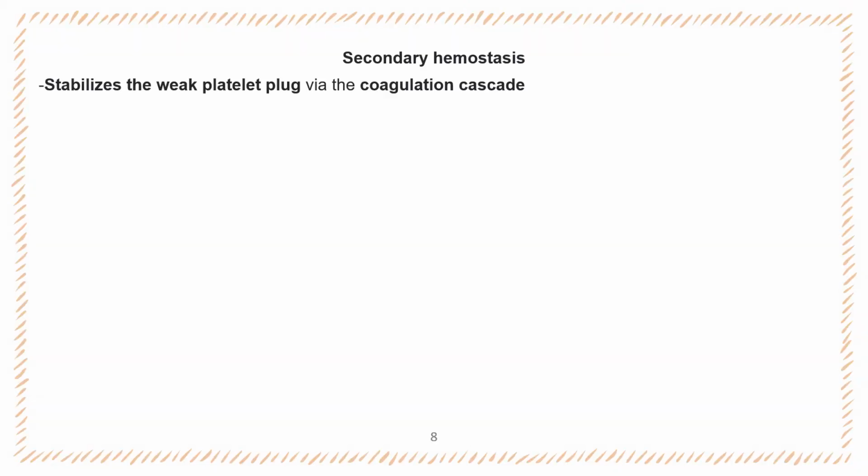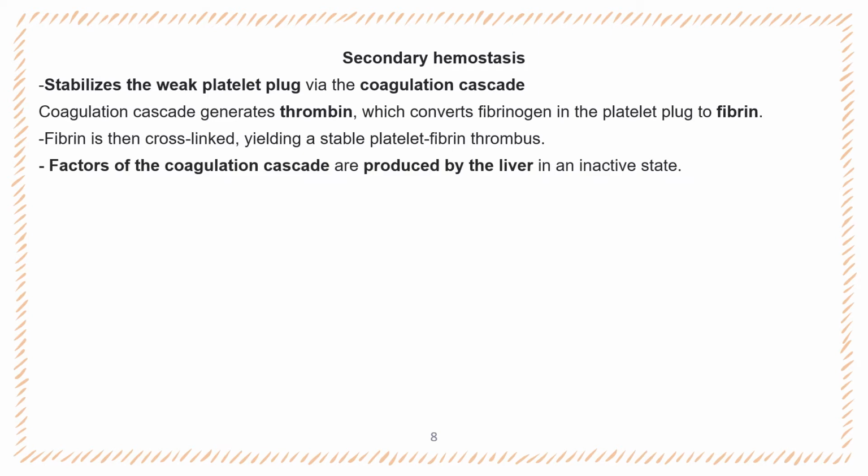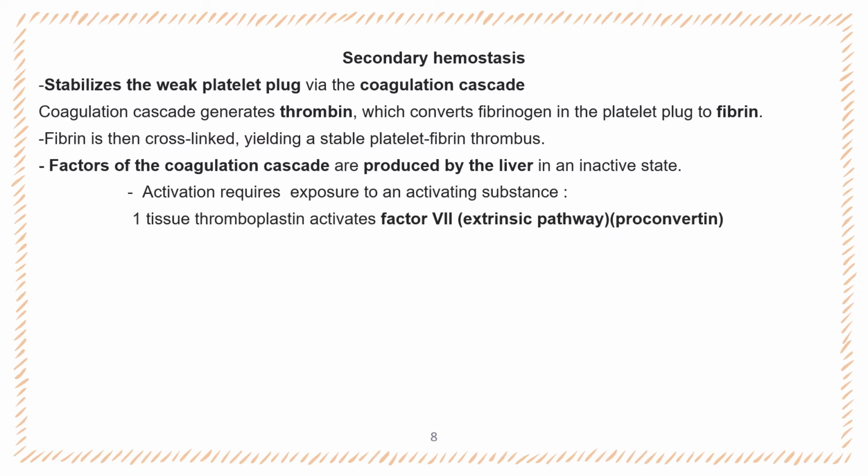Secondary hemostasis stabilizes the weak platelet plug via the coagulation cascade. The coagulation cascade generates thrombin, which converts fibrinogen in the platelet plug to fibrin. Fibrin is cross-linked, yielding a stable platelet-fibrin thrombus. Factors of the coagulation cascade are produced by the liver in an inactive state. Activation requires exposure to an activating substance.